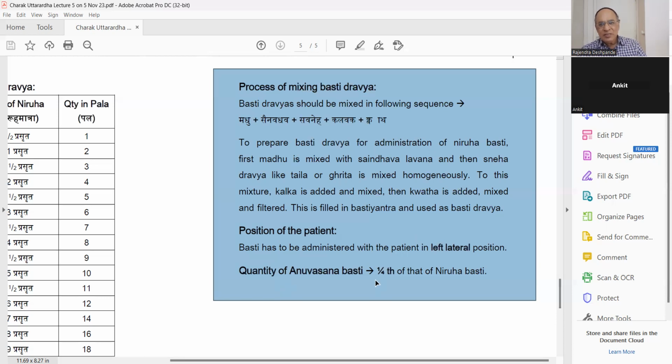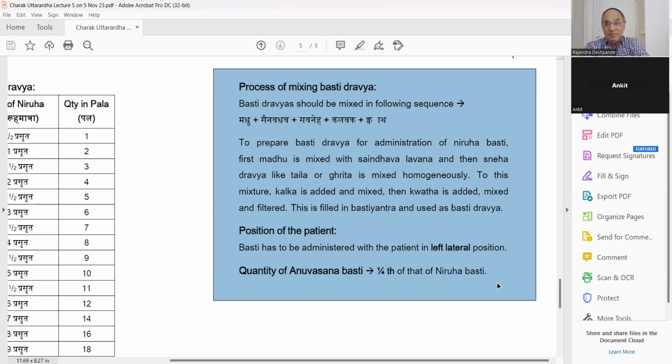Quantity of the Anuvasana Basti is one fourth of the Niruha Basti. Usually, routinely, what we do, minimum 60. Please write down, Anuvasana matra in medical practice. Anuvasana Basti, oil enema, we give 60 ml to some patients, or 70, or 80, or maximum 100. But most times we use only 60 ml Anuvasana Basti, which is sufficient.